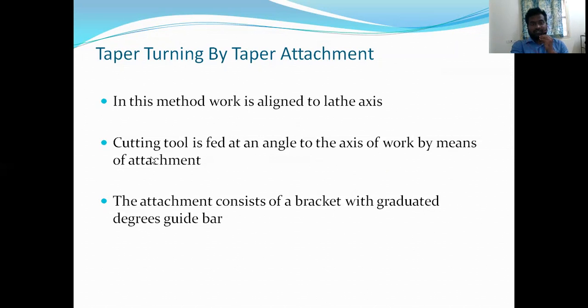In the compound rest method, the cutting tool is fed at an angle to the axis of work by swiveling the compound rest to the desired angle, so the cutting tool is fed against the workpiece with an inclination angle. But in this method, the cutting tool is fed at an angle to the axis of work by means of a special attachment. That attachment consists of a bracket with a graduated degrees guide bar.